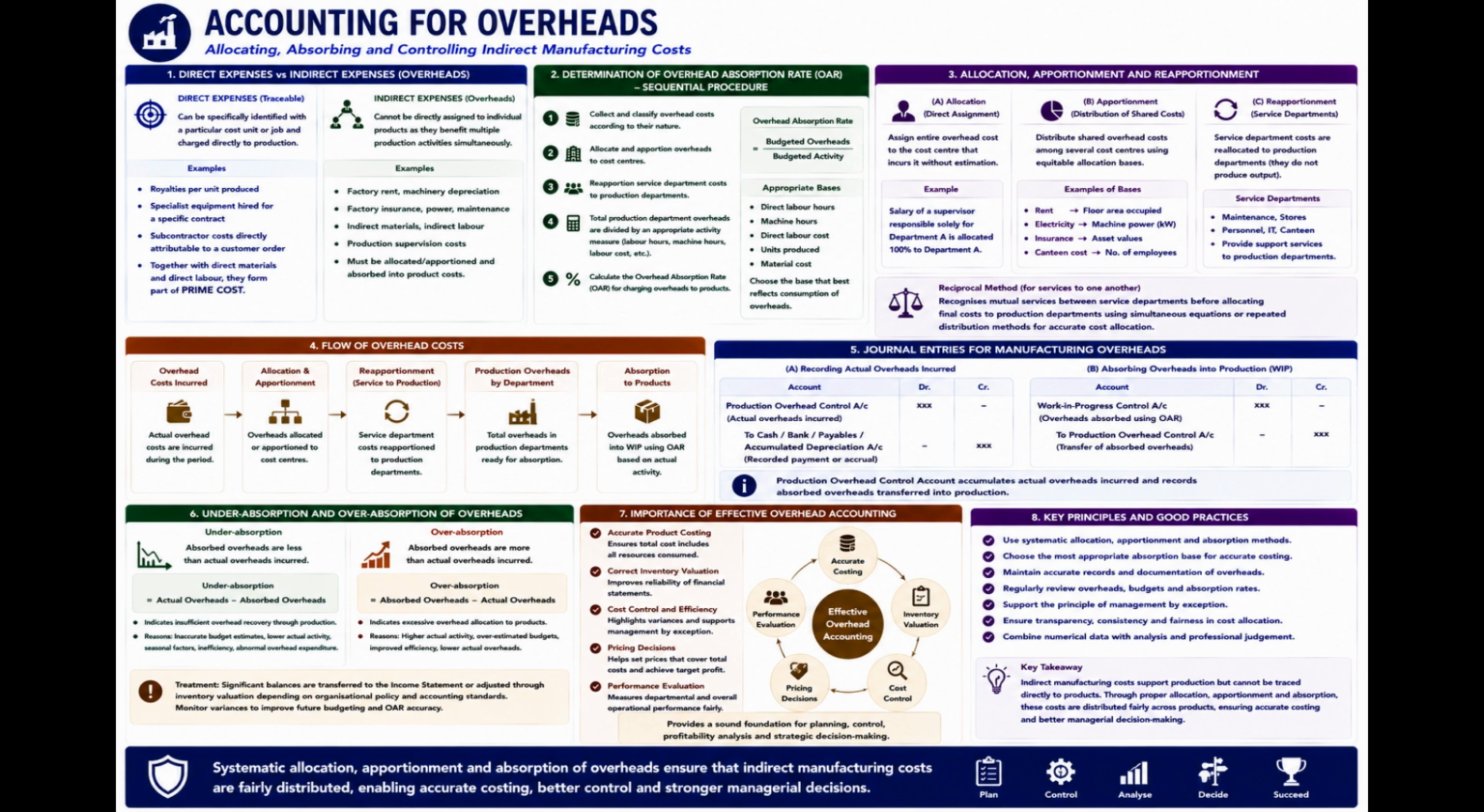Under or overabsorption may arise because of inaccurate budget estimates, unexpected production volumes, seasonal fluctuations, changes in efficiency, or abnormal overhead expenditure. Significant under- or overabsorbed balances are typically transferred to the income statement or adjusted through inventory valuation, depending on organizational policy and accounting standards. Continuous monitoring of absorption differences enables management to improve budgeting accuracy and refine future overhead absorption rates.